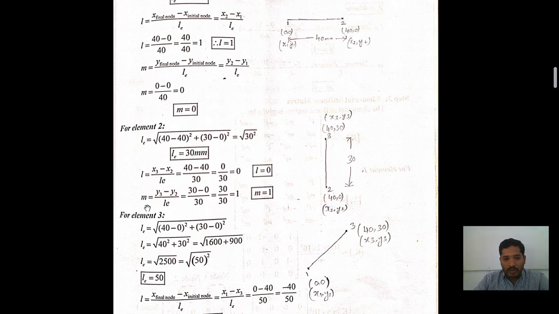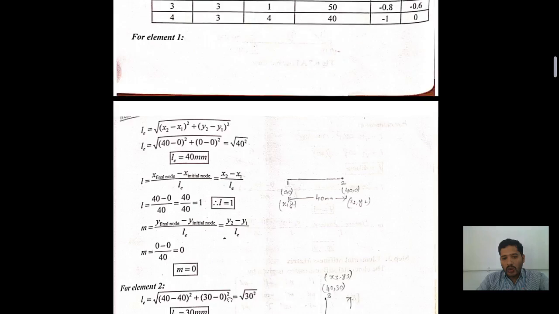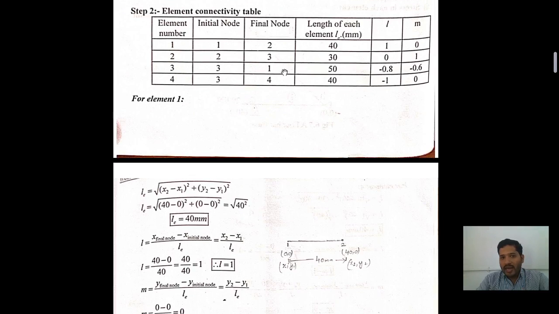Again the same concept we need to follow here: y3 minus y2 by LE. y3 is how much here? We have y3 is 30 minus y2 value is 0 by 30. If you cancel the term then it will become 1. So L is 0, M is 1. Clear? For element number 2, L is 0, M is 1.